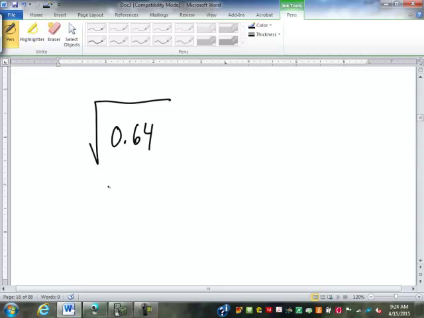Like the square root of 0.64. This one always seems a little weird at first because we took a square root, but the result we got was bigger than what we started with. Well, the square root of 0.64 is 0.8. But remember, 0.8 times itself, or 0.8 squared, since you're multiplying by something smaller than 1, it's going to get smaller.